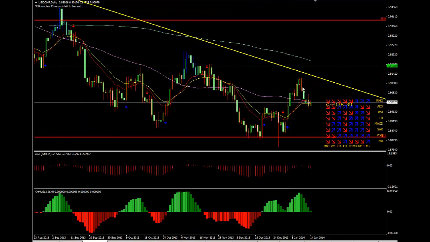US dollar Swiss franc, here again, also a fall from grace. We saw a nice support level being forged here on the weekly fib level at the 38.2 level through most of December, and because of that, price was likely to bounce, and it bounced quite aggressively through the latter part of December going into January.